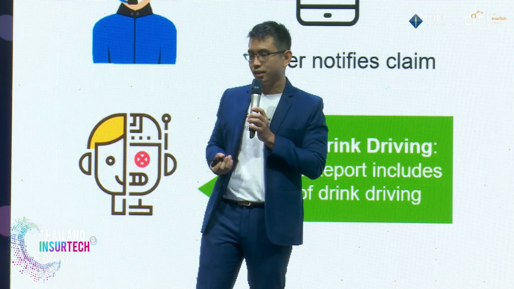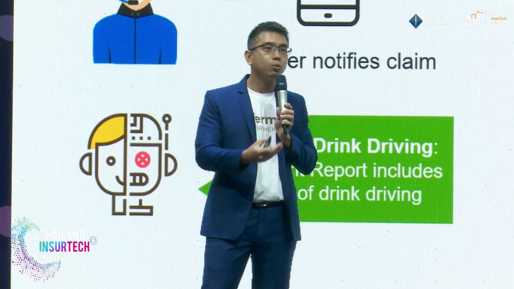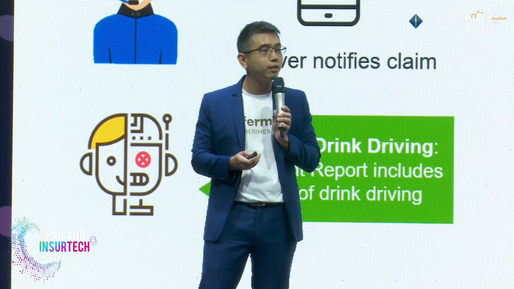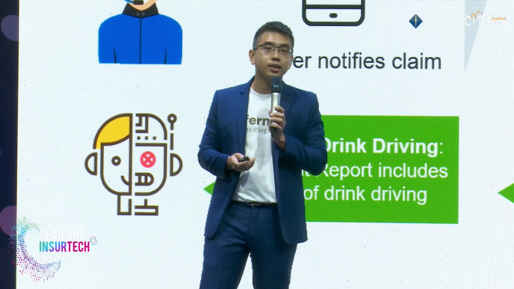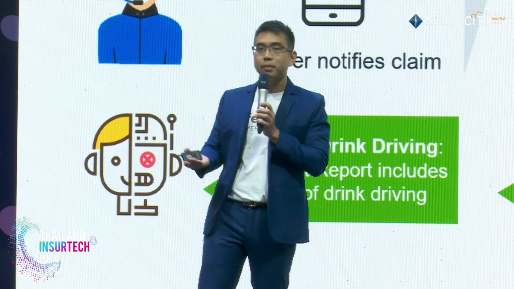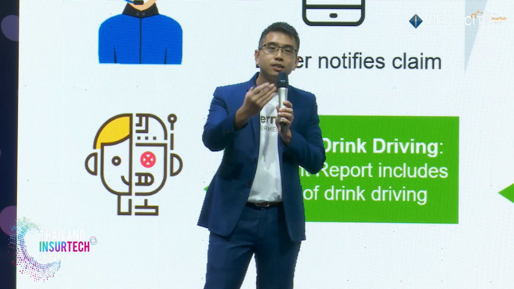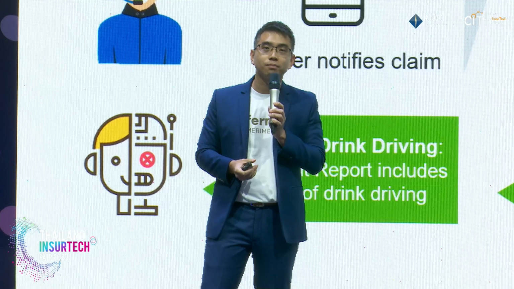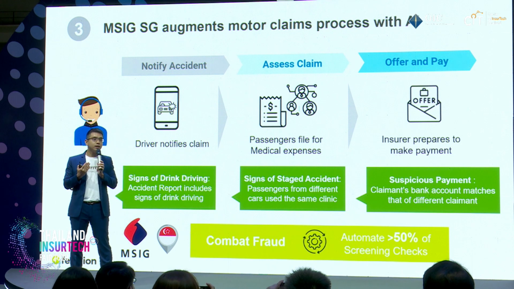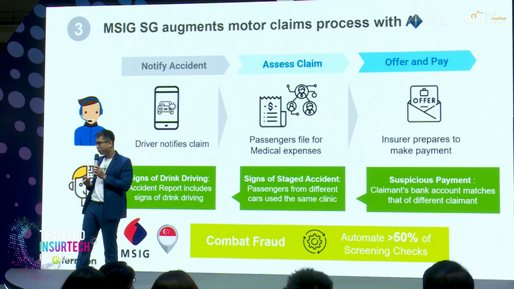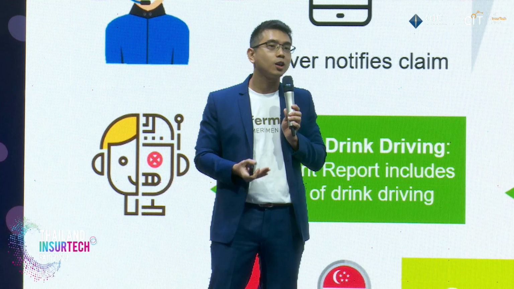My last example is MSIG Singapore, and they wanted to augment their claims process with AI. So we helped them to put in an AI assistant. At every stage of the claim process, the AI would say, for example, oh, there's signs of drink driving. Okay, maybe you want to look at it. There's signs of a staged accident, some suspicious activities. Even when it's time to pay the money out, hey, how come the bank account is different from the person who owns it? So all these suspicious things can be detected. What they achieved was to be able to more effectively combat fraud by automating more than 50% of their screening checks.